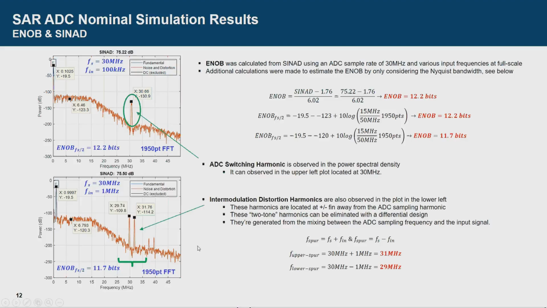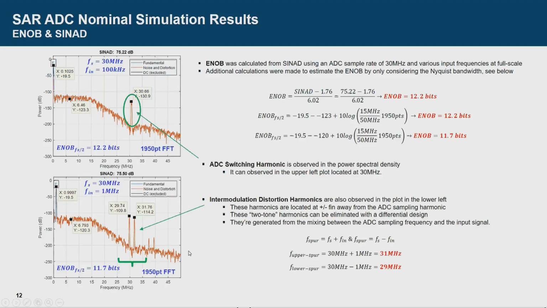Finally, the SAR ADC nominal simulation results. This is using all Verilog-A blocks. I measured the signal to noise and distortion ratio to be 75 dB. That is the plot on the top left with a sample rate of 30 megahertz and an input of 100 kilohertz. You can see that there's a spur here at 30 megahertz, which is the ADC switching harmonic, but overall the ENOB up to FS over 2 is around 12 bits, as you'd expect for a 12-bit SAR ADC.